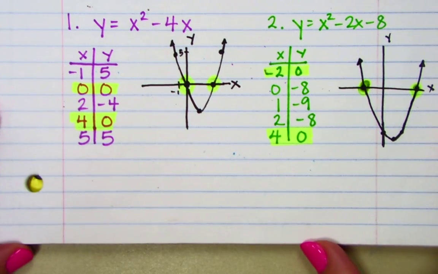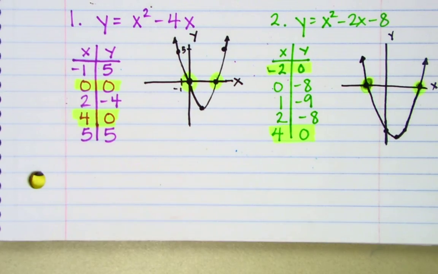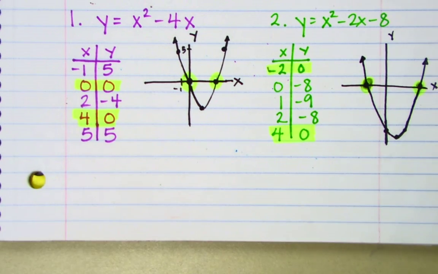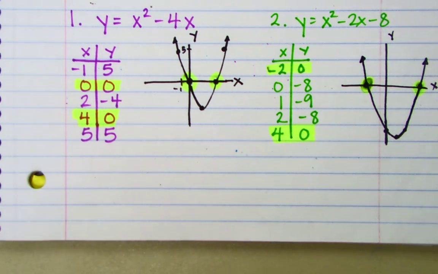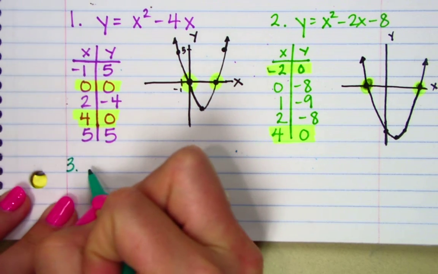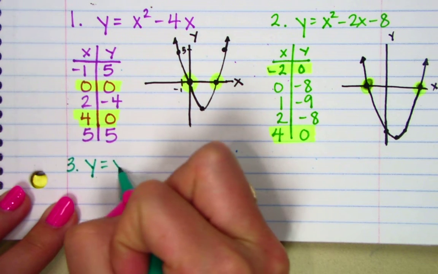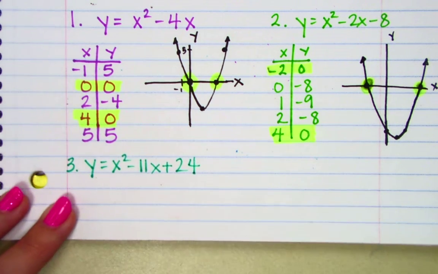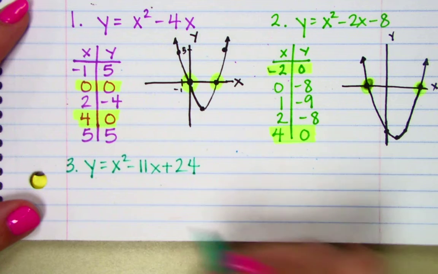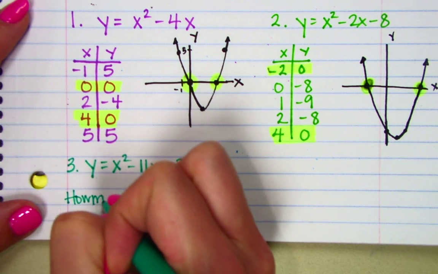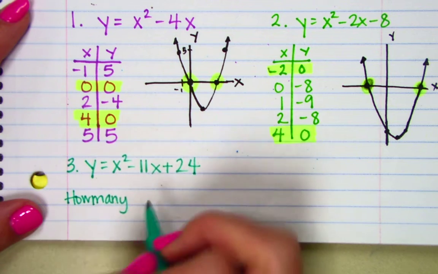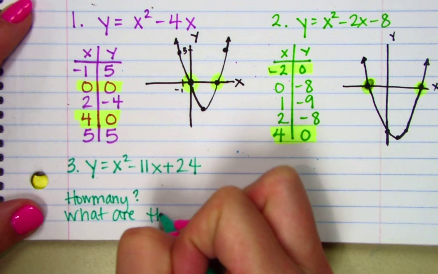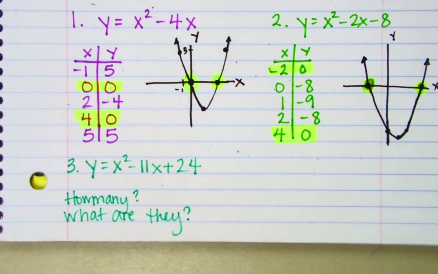Now we're not going to draw the graph. Okay? I'm going to have you do it in the calculator. Right? You're going to do what we just did, but you're going to look in the calculator to get the solutions. Okay? So let's see. We're on number 3. The equation is y equals x squared minus 11x plus 24. Okay, we're going to answer how many. That should be 2 words. I know it looks like I made it 1 word. How many solutions and what are they? Okay, how many solutions and what are they?